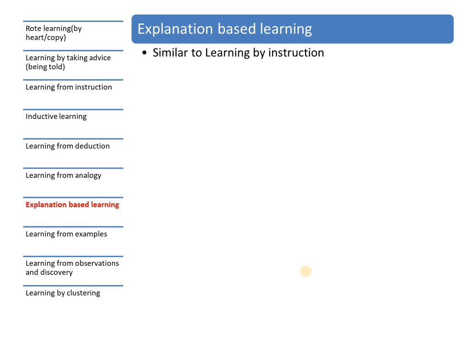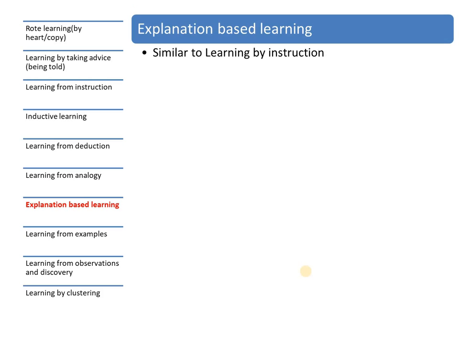Moving on to the next type of learning, that is explanation based learning. It is very much similar to learning by instruction. So, what was learning by instruction? When we have to solve a problem and we are stuck somewhere, if we get the explanation or the instruction on how to progress, we can learn from that. So, that is it.